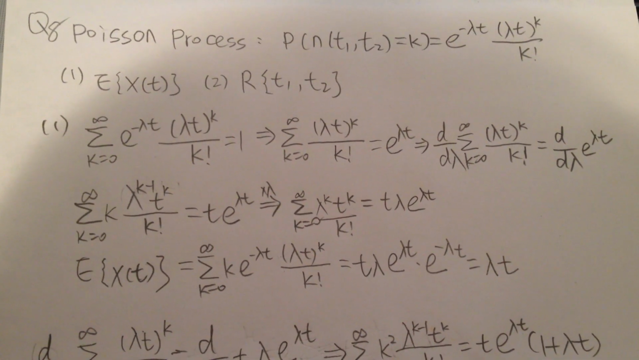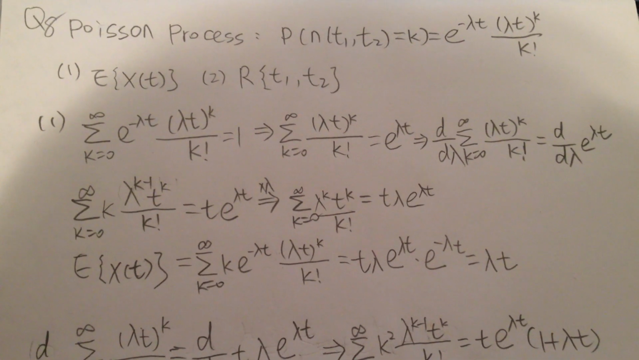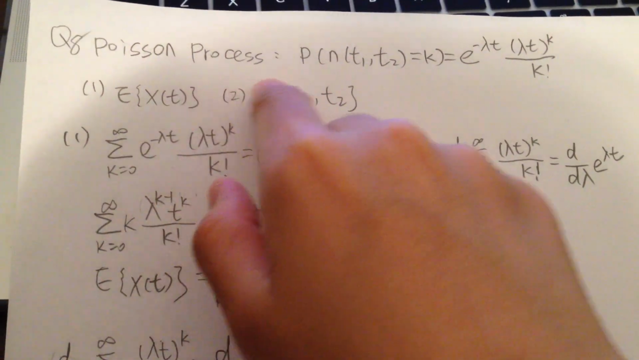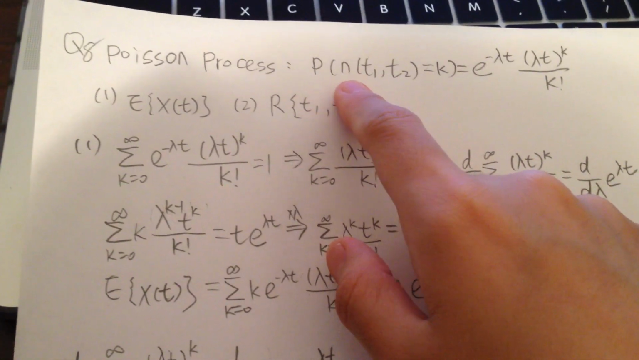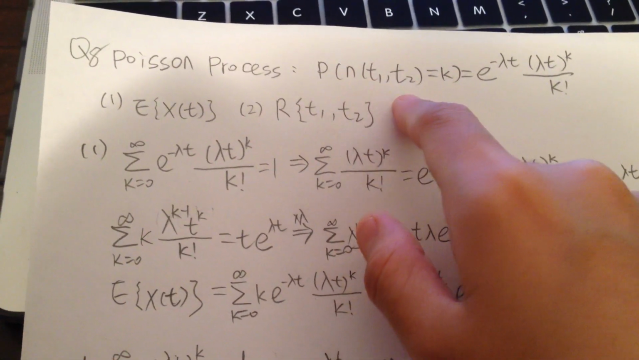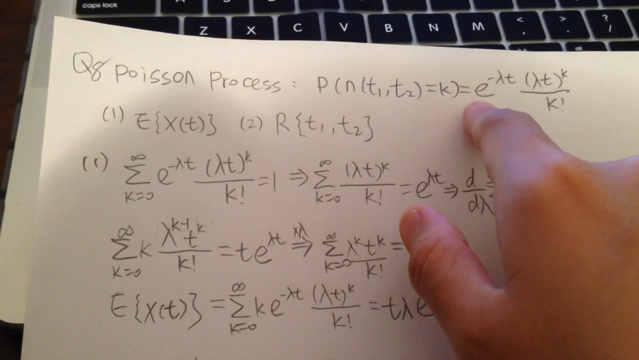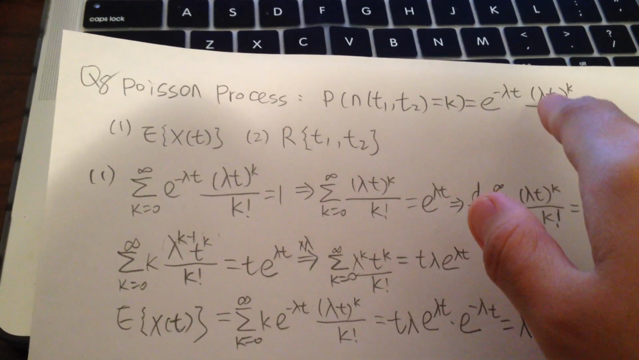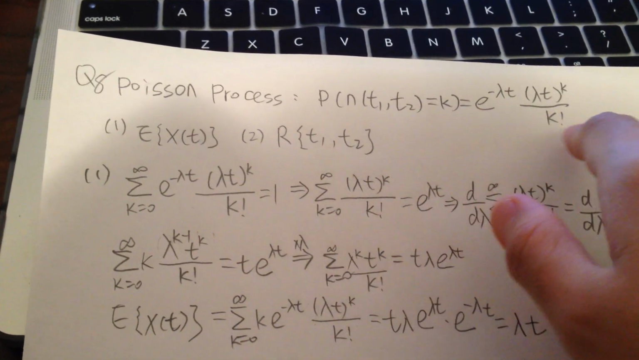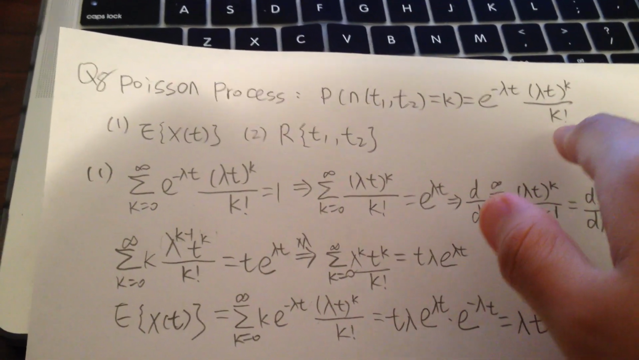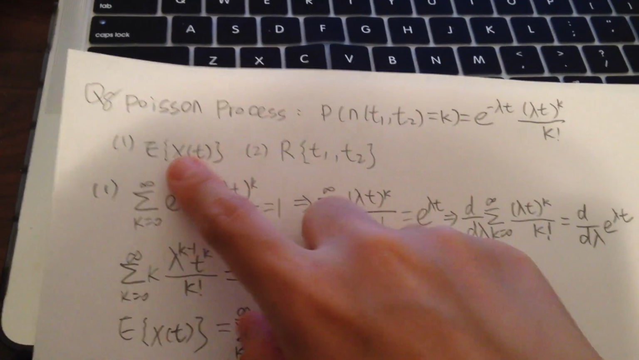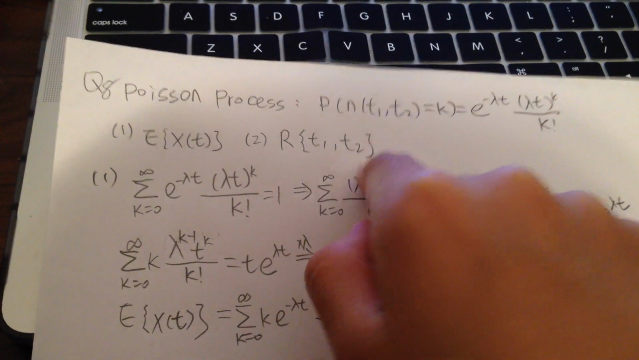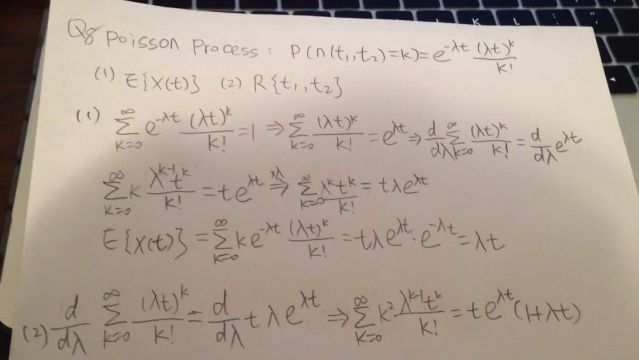In this video, I will solve question 8 for homework 7. For this question, we are already given the information that the Poisson process formula is written like this. That's the probability of N(t1, t2) equals k, and it should equal e to the power of minus lambda t times (lambda t) to the power of k divided by k factorial. For this question, we need to find first the expectation of X(t) and second R(t1, t2). So let's look at the first question first.